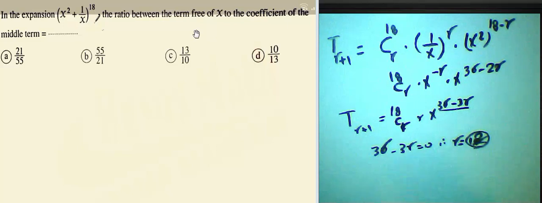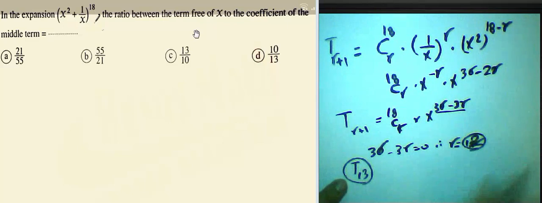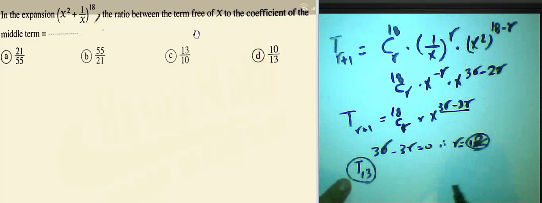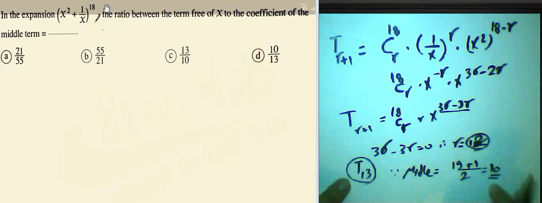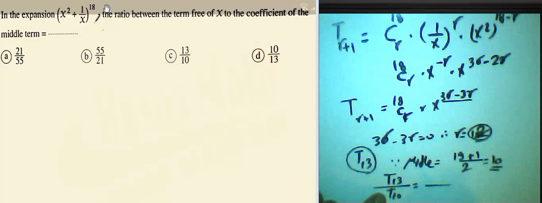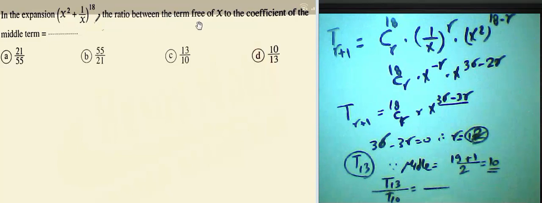R equals what? 12. Then the term will be 13. It's the term free of x. And for the coefficient of the middle, we must know the middle term. The middle will be equal what? We know here power 18, 18 plus 1 equals what? 18 plus 1 equals 19. Then 19, we can here add 1 and divide by 2, it will be 10. Since the middle term will be 10, we want to find the ratio between term 13 and the middle term 10. Understood? He wants to find the ratio between the term free of x, term 13, and the coefficient of the middle term 10.